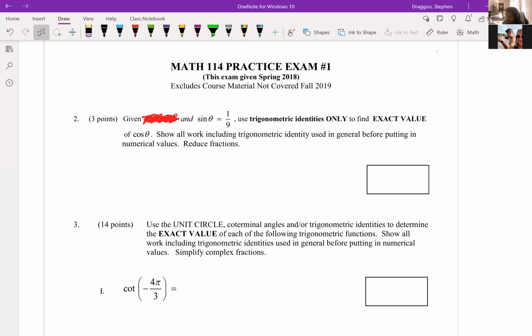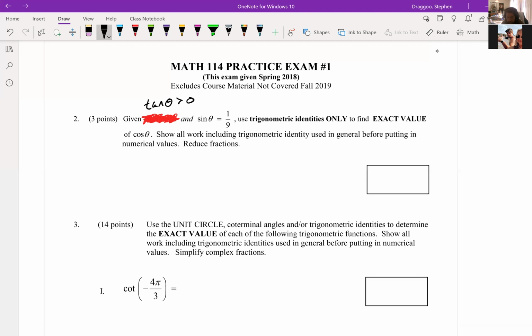Notice that I scribbled something out on question 2 because this one was over-defined. It had too much information, and in fact, the information conflicted with itself, so I just deleted half of it. So we're going to use the fact that sine of theta is equal to 1/9 to find the exact value of cosine theta. Reduce any fractions if necessary. So if I know that sine of theta is 1/9, and I want to find cosine of theta, let's also give the added information that tangent of theta is positive. So tangent theta is positive and sine of theta is 1/9, because we'll end up needing to take a square root, and we'll need to know if we want positive or negative.